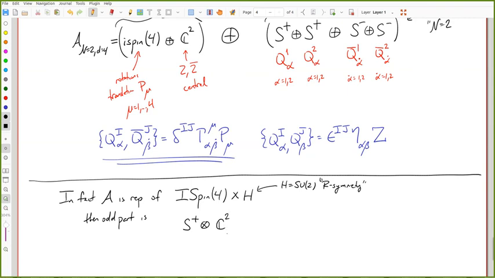SU2. So I'll write it this way, C2 sub H, meaning that that's C2, or maybe better, let's write it like this. C2, which is a representation, the non-trivial 2-dimensional representation of H. Direct sum S minus tensor C2. Also acted on by H. So that's the slightly more professional way of describing this algebra, and the way it transforms under R symmetry will be important in just a second.